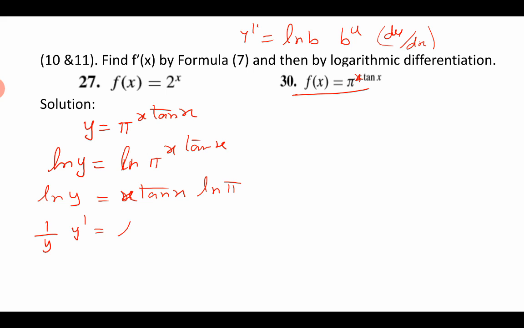The constant ln pi should be kept as it is. Differentiate x tan x by using the product rule. Keep x, differentiate tan x, it will be secant square x. Keep tan x, differentiate x, it will be 1.